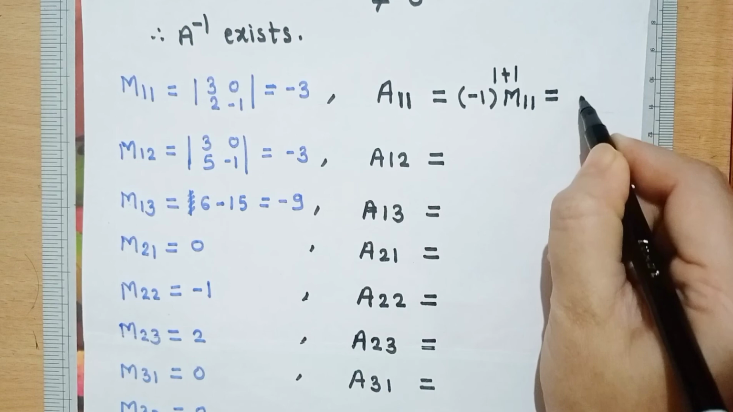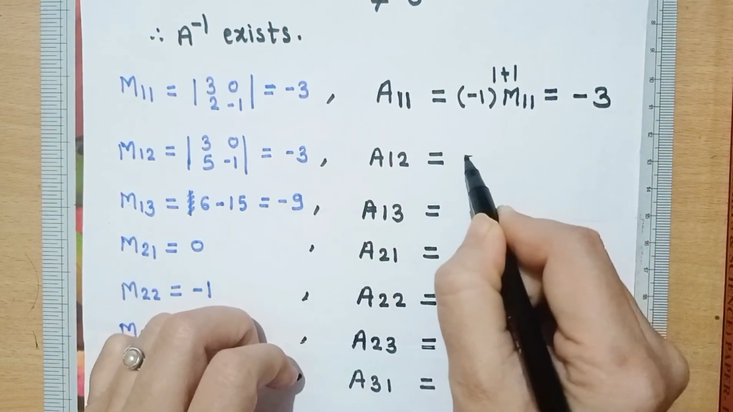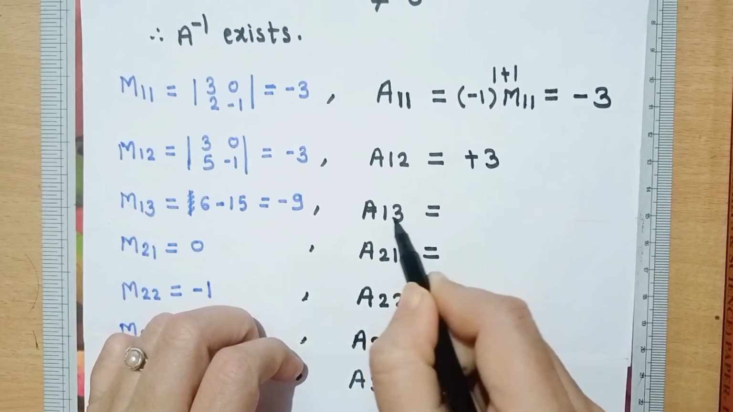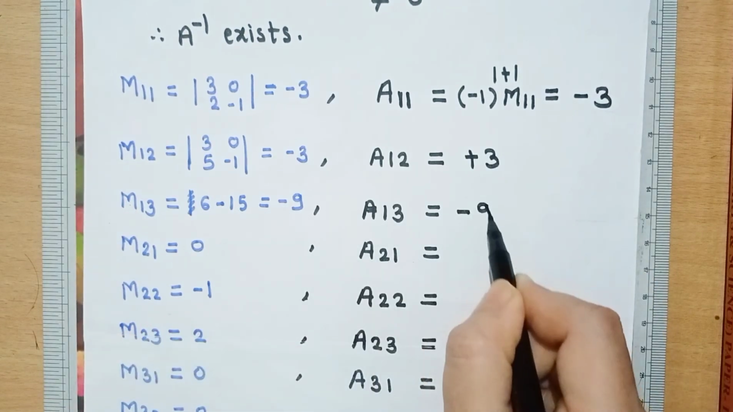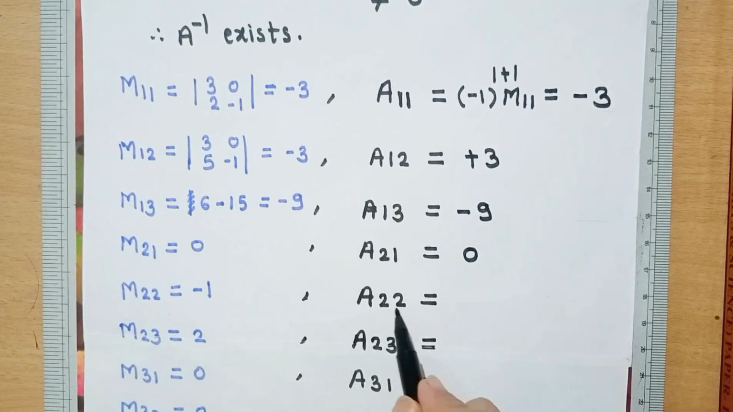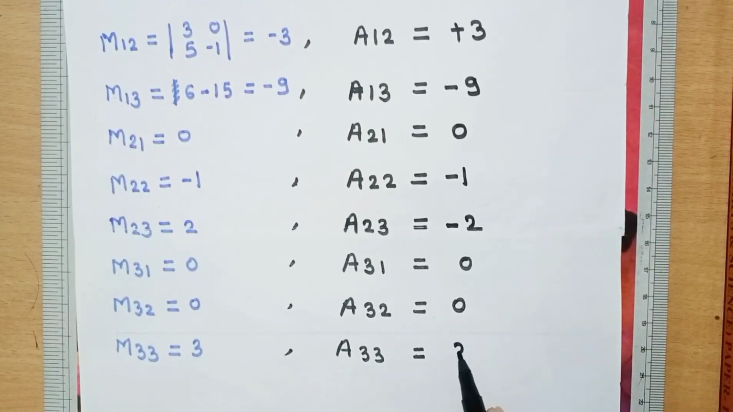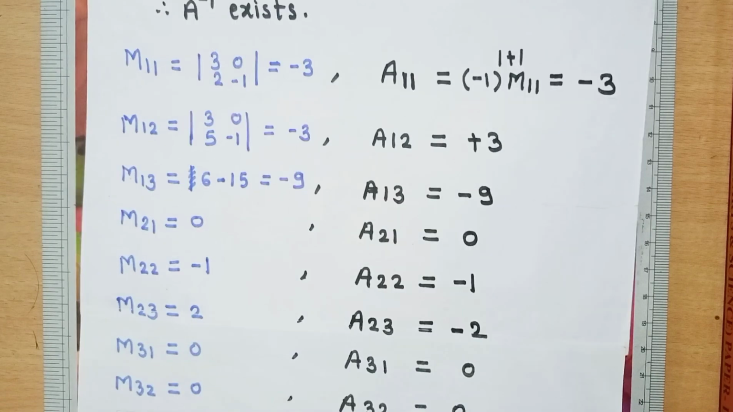Cofactor of the first element: minus 3 as it is. Now this is odd, so here write down plus 3. Then this is even, write down minus 9. This is odd, but this is 0. Now again even, so as it is. This is odd, so this is minus 2. Again this is 0. Again this is 0. The last one is even, so this is as it is.